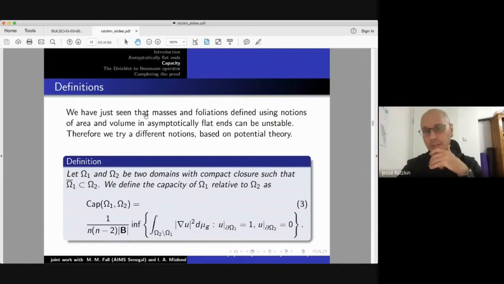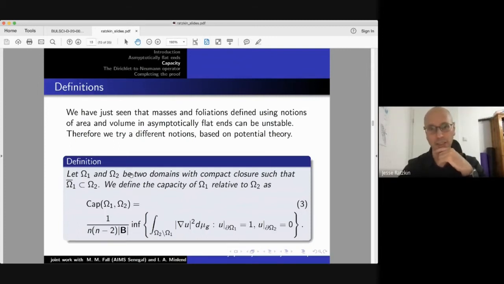So some people have put forward this notion of capacity. I want to give you a brief introduction to it. There's a huge literature attached to this notion of capacity, and I'm going to touch on some of it.